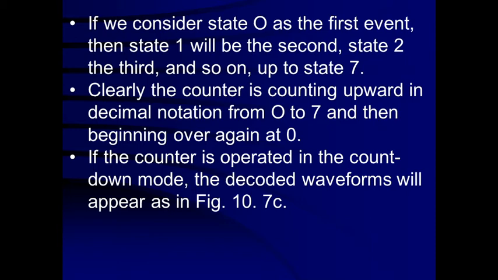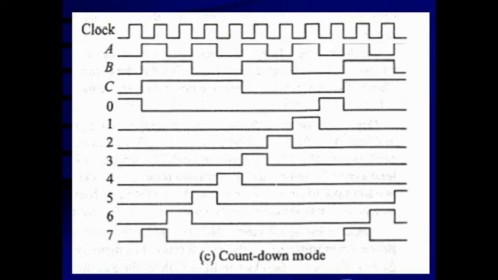If the counter is operating in countdown mode, the decoding waveform will appear as in figure 10.7c. So, if the counter is operating in countdown mode, the waveforms are going to appear this way. You can see that when 0 state is there, the decoding gate is the same. So, A is equal to 0, B is equal to 0, C is equal to 0. This is the waveform for countdown mode.